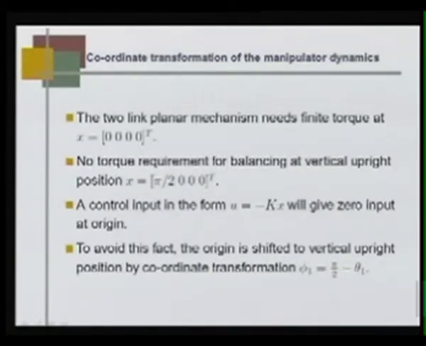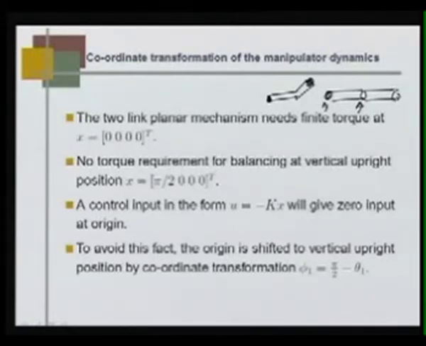So, here we make a little change, a transformation, because the two-link planar mechanism needs finite torque at x equal to 0 0 0. That means if I have a robot manipulator like this, and I want to keep it at the 0 0 0 position horizontally, due to gravity it will fall down. Hence at every joint, this joint and this joint, I have to apply some finite torque so that the manipulator remains stable.